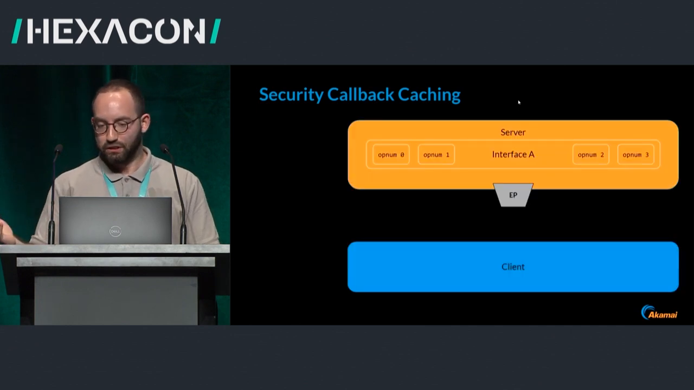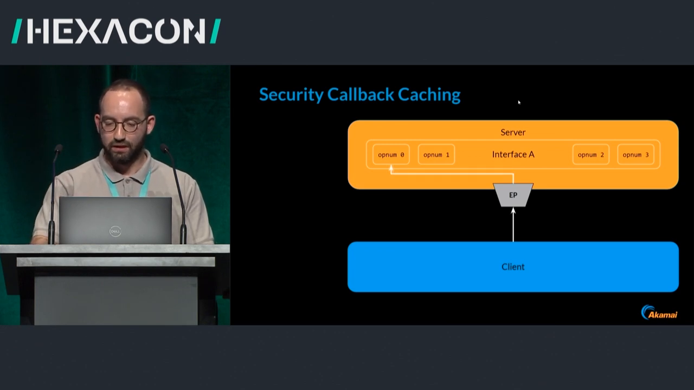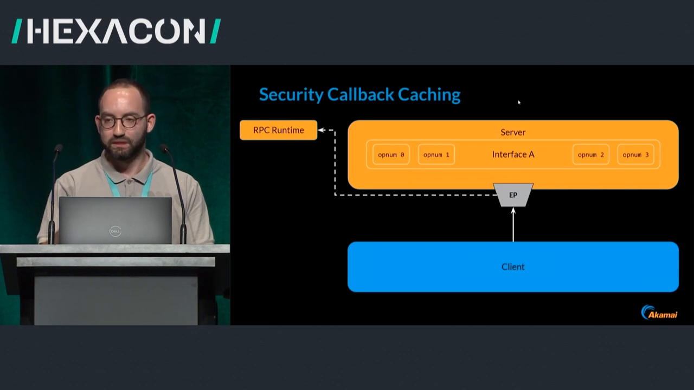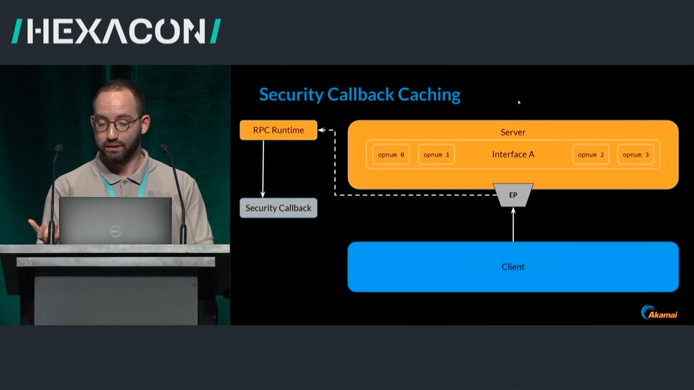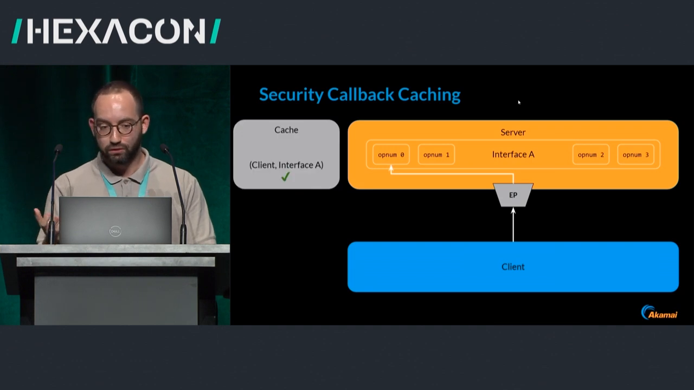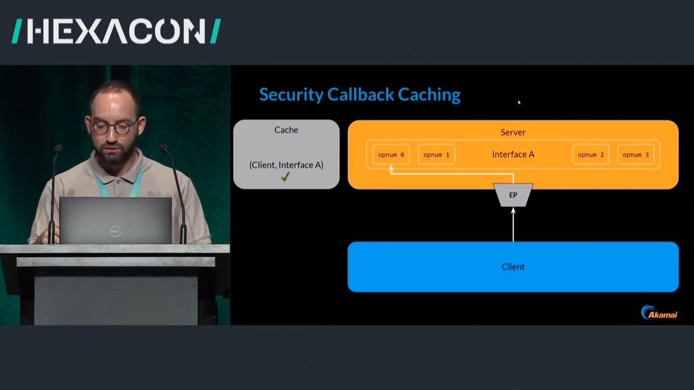Let's see how caching looks like. So let's say we have a client and a server, and once a client connects to or requests to run a function on the server, it is basically handled by their RPC runtime. The RPC runtime knows that there's a security callback for the server, and it passes control to it. After the result from the security callback returns to the RPC runtime, it continues the connection and keeps the result in the cache to be pulled later on subsequent requests.